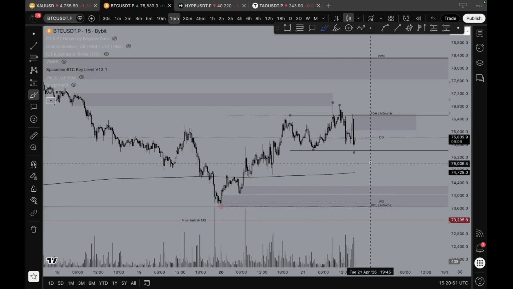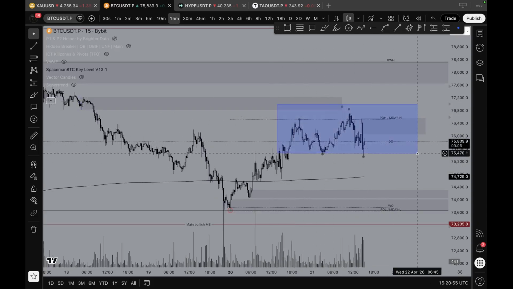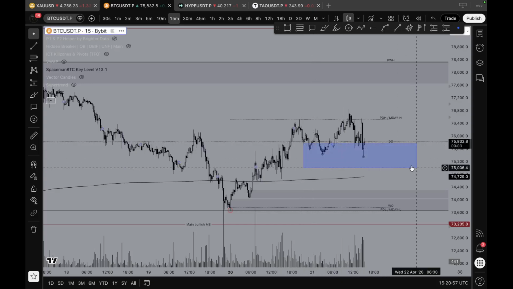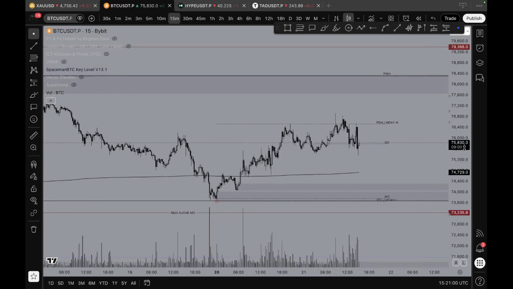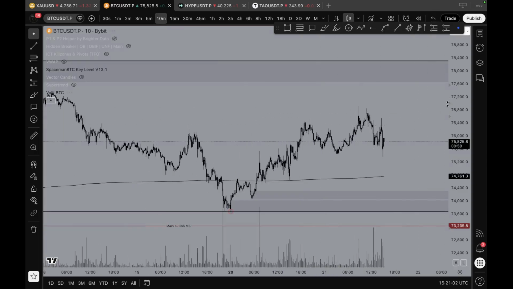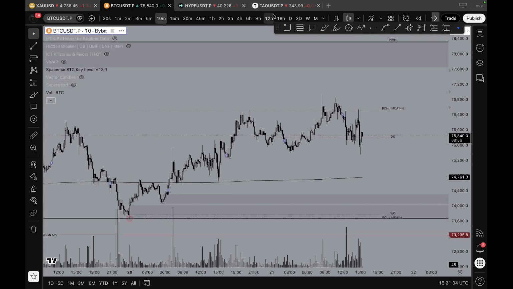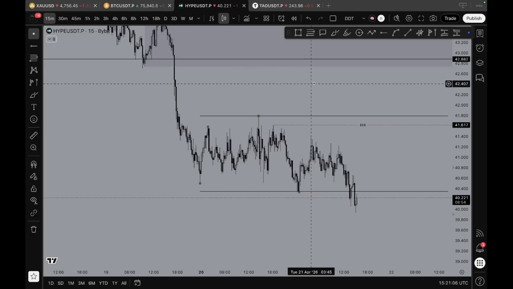That's also what I did today. So the main idea is to just play the range extremes, which is right here and right here, and only play in the middle of it if it's super clean. So that's basically BTC. And I want to quickly go over the others because I promised to tell about them.